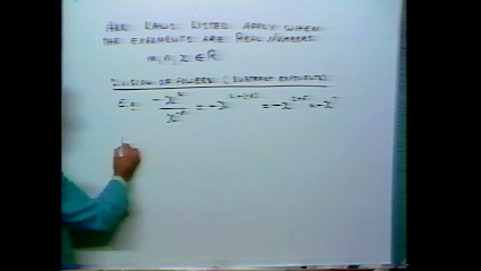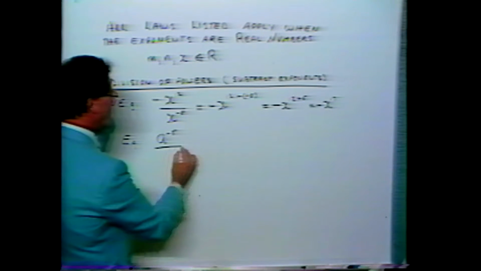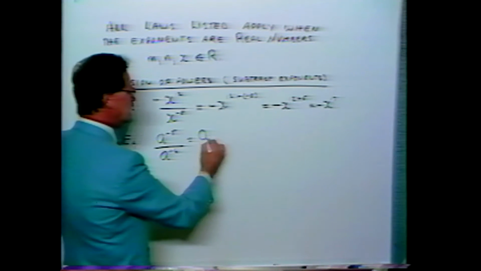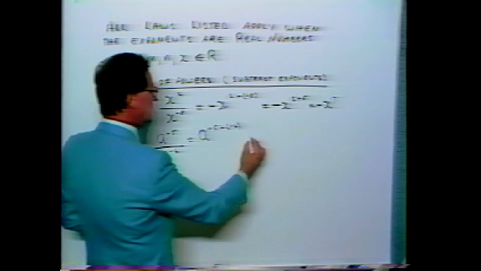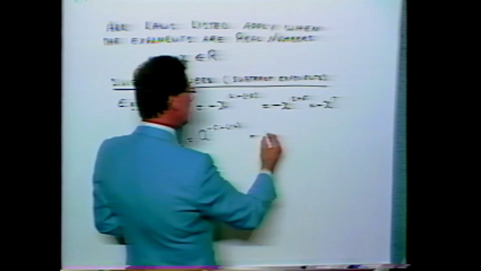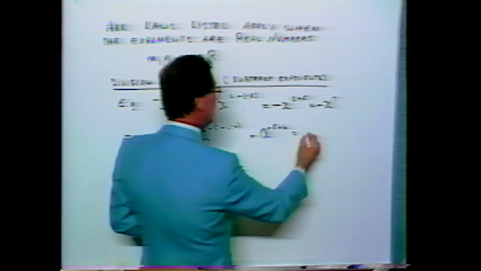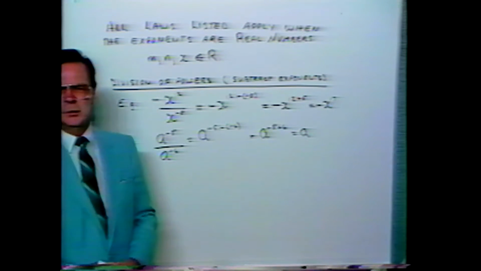Another example, a to the negative 5 over a to the negative 6. Again, a to the negative 5 subtract the integer negative 6, combine into a single positive sign, and we have a to the negative 5 plus 6, which finally equals a to the 1, or 1 understood.